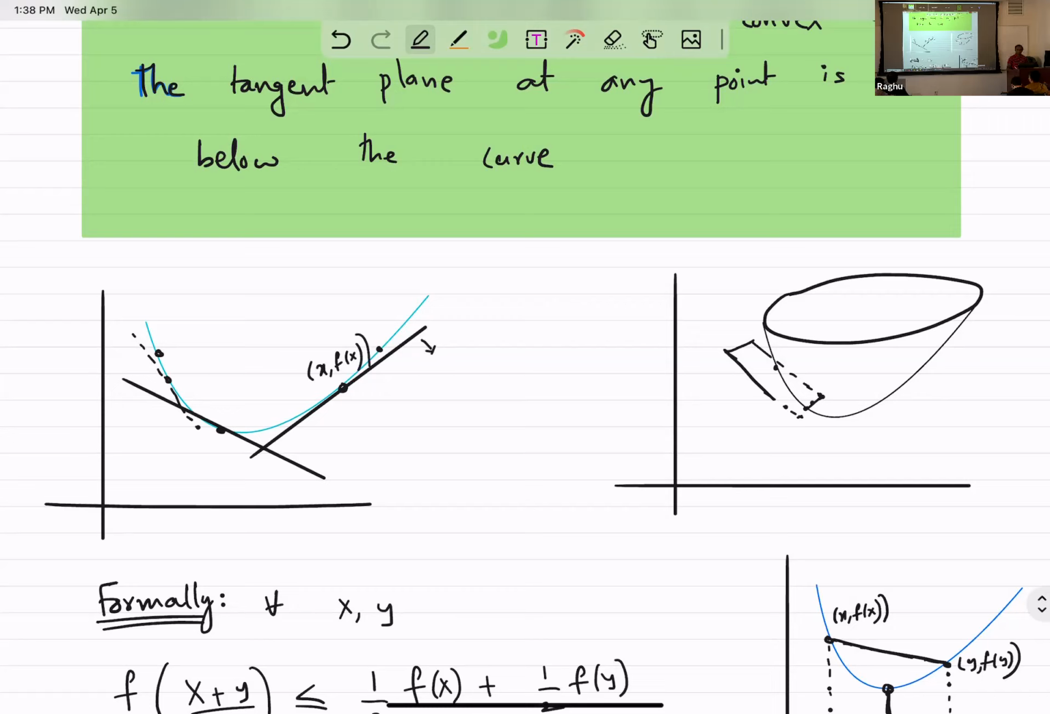It's the derivative, right? It's f prime of x, its slope, and it passes through the point x comma f of x, right? So I can write down the equation. I know the slope of the line. I tell you a point it passes through. I can write down the equation of the corresponding line, right?